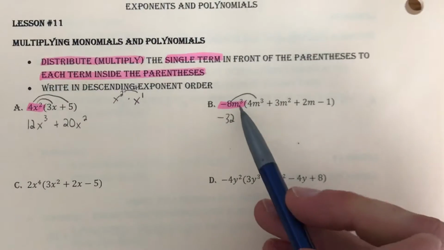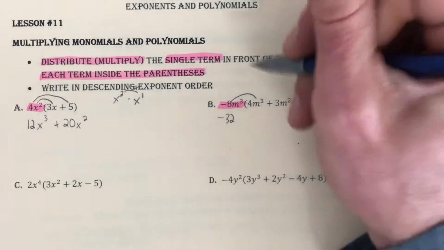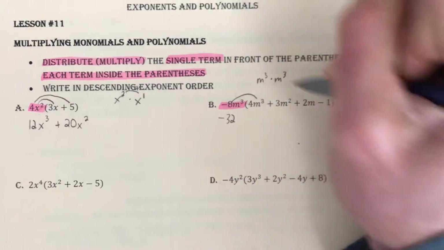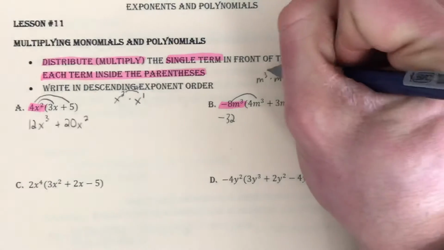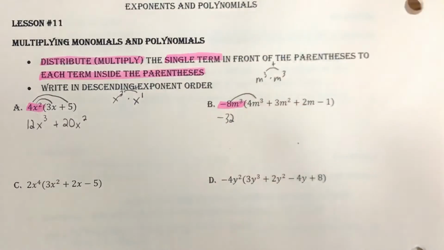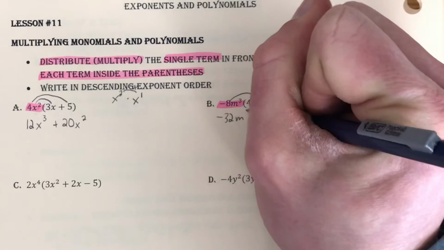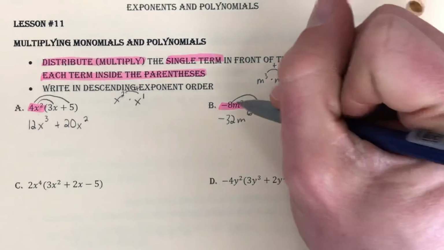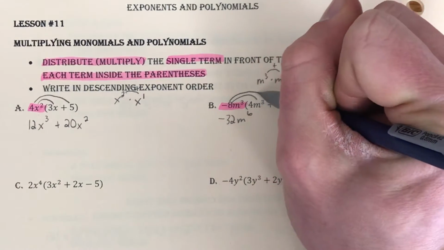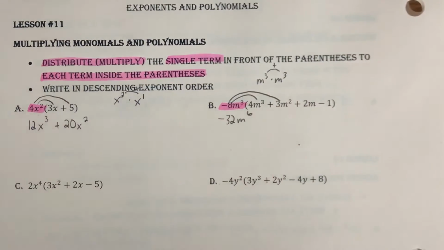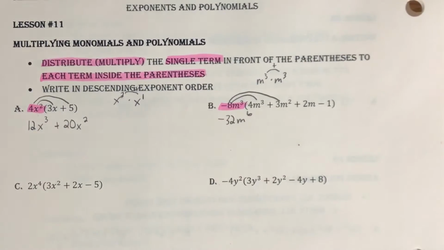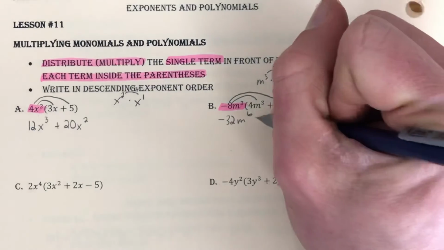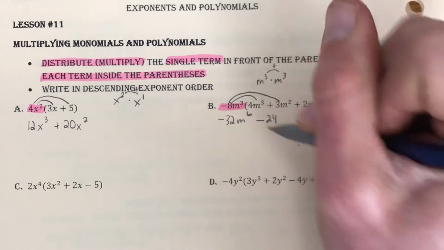Then we're going to multiply the variables because they have the same base. This means m to the third times m to the third. And remember, that rule says we add these exponents. So this becomes m to the sixth. Then we're going to do it for the next one. So negative 8m to the third times positive 3m squared. So negative 8 times positive 3 is negative 24.